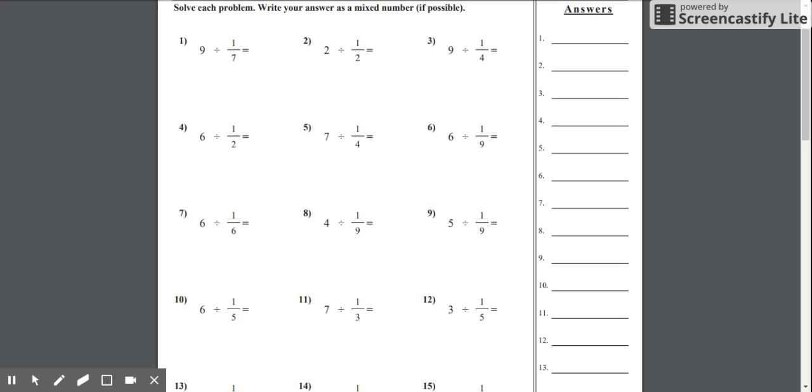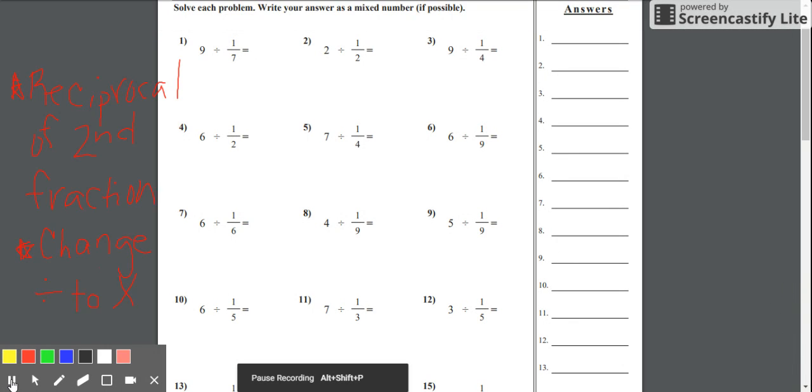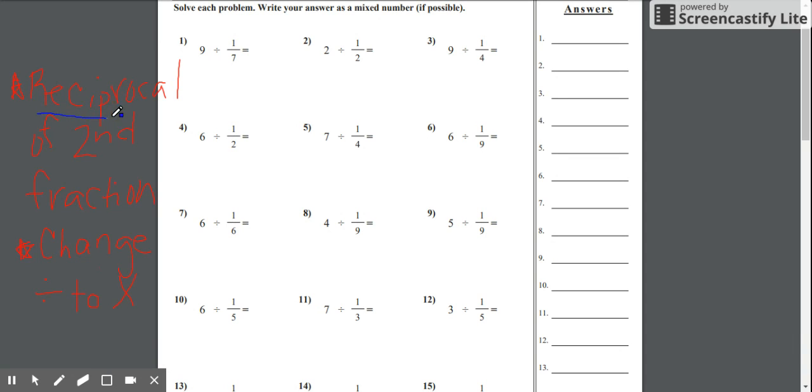Hi class, in today's lesson we're going to be talking about dividing fractions. When you're dividing fractions, the most important thing you need to remember is you always have to find the reciprocal of the second fraction. You're going to find the reciprocal of the second fraction and change the division sign to a multiplication sign. So we're going to do number 2 to demonstrate that.